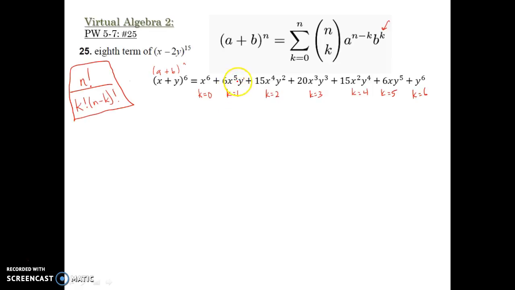going to be the term number minus 1, right? This is the first term, 1 minus 1 is 0. This is the second term, 2 minus 1 is 1. So your k value is always 1 less than the term number.